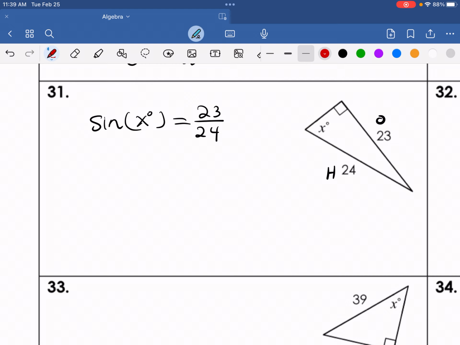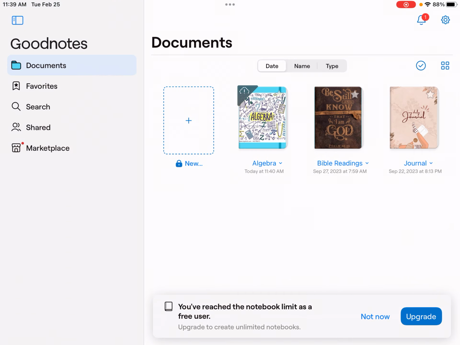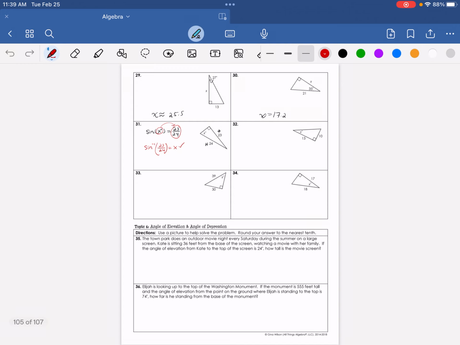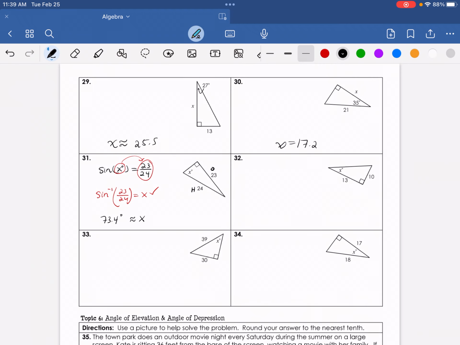Now, x has to be by itself. It's not multiplying with sine, it is a part of sine. So they need to swap places. We need to use sine inverse. Sine inverse, and now they swap places, 23 over 24, and it equals x. Now x is by itself. You put it in the calculator, you press the blue button first to get sine -1. 23 divided by 24. Make sure your calculator's in degrees, and I get x is equal to 73.4 degrees. Now it is a degree. So that's how you would complete the rest of those.